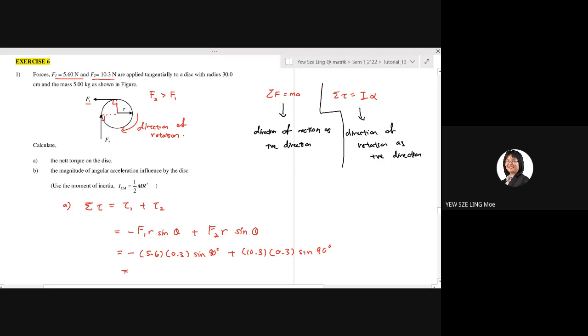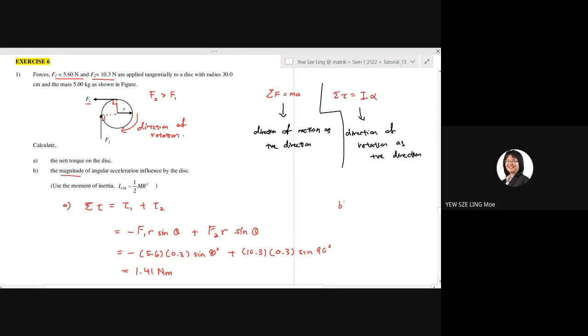So total torque here, we have 1.41. Okay, 1.41 Newton meter. Okay, Newton for force, meter for R. So Newton meter. And then question B, the magnitude. Okay, it just wants the magnitude of angular acceleration.